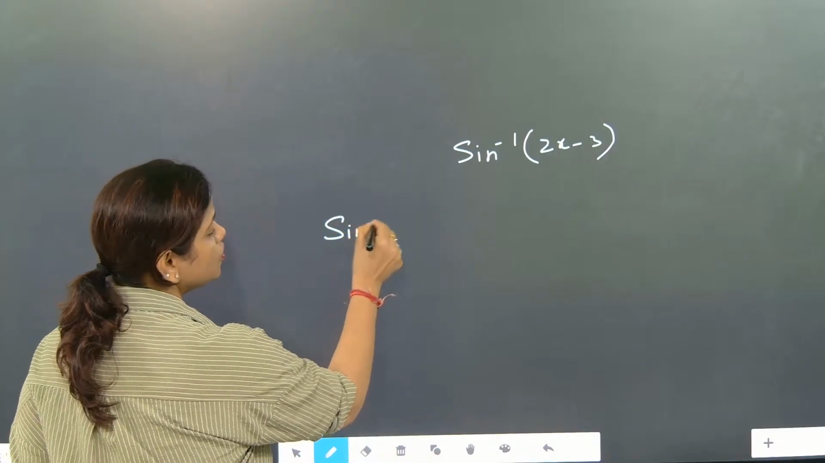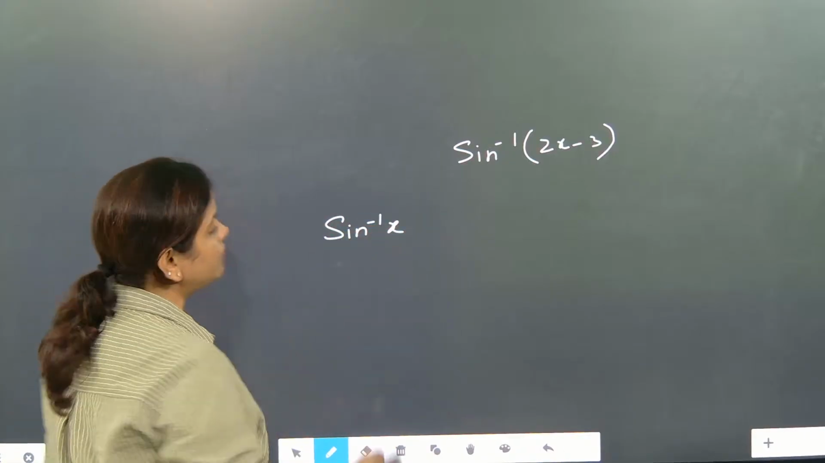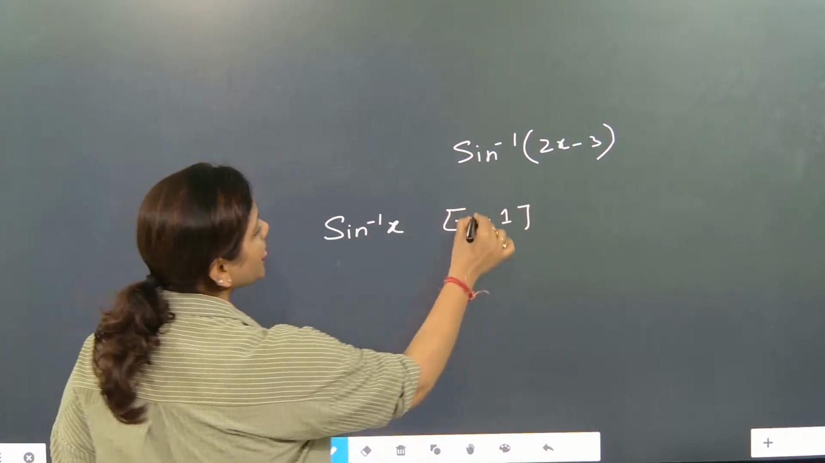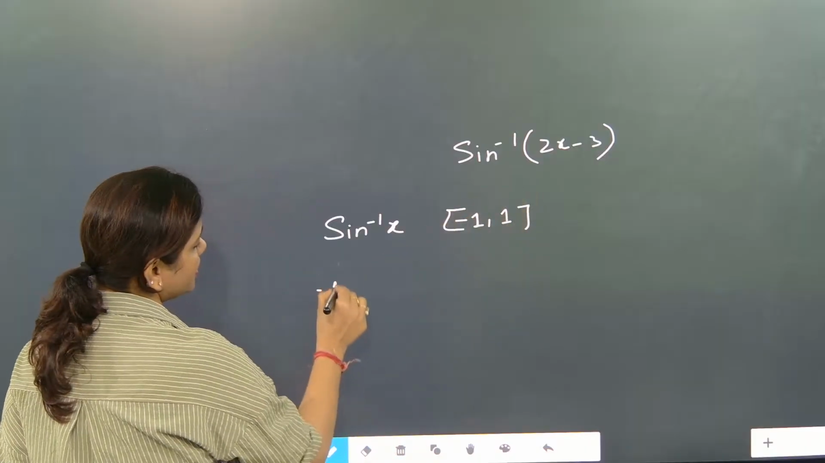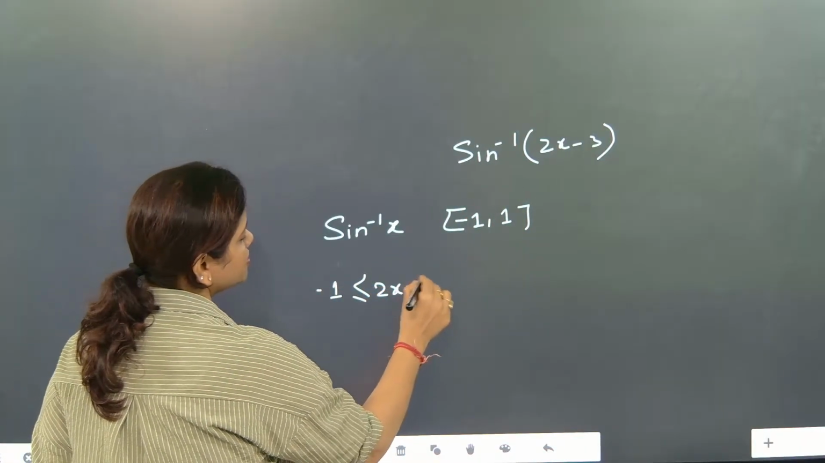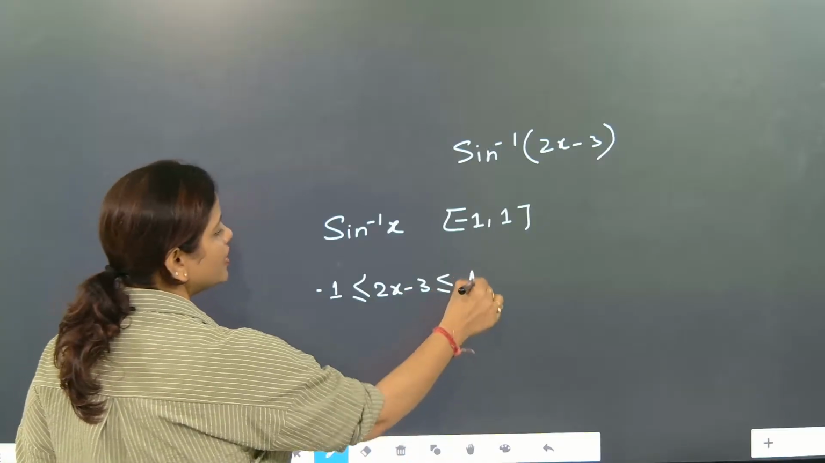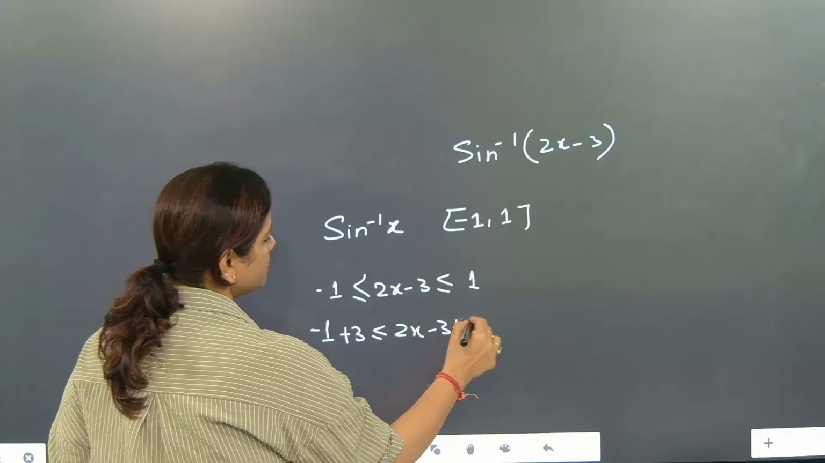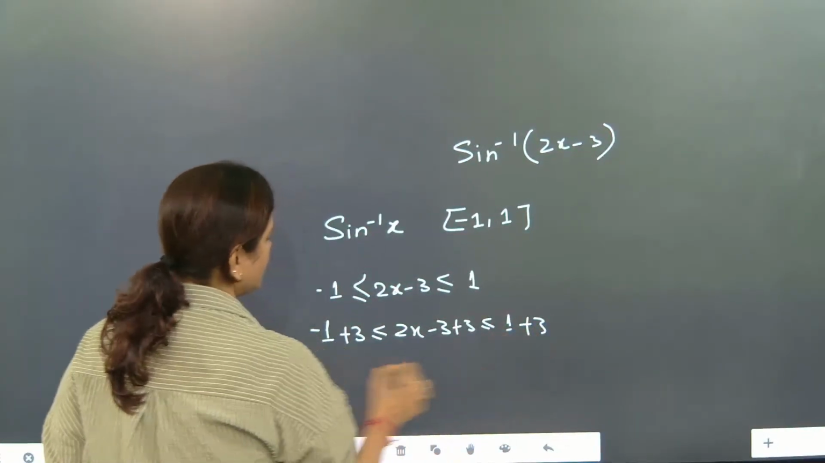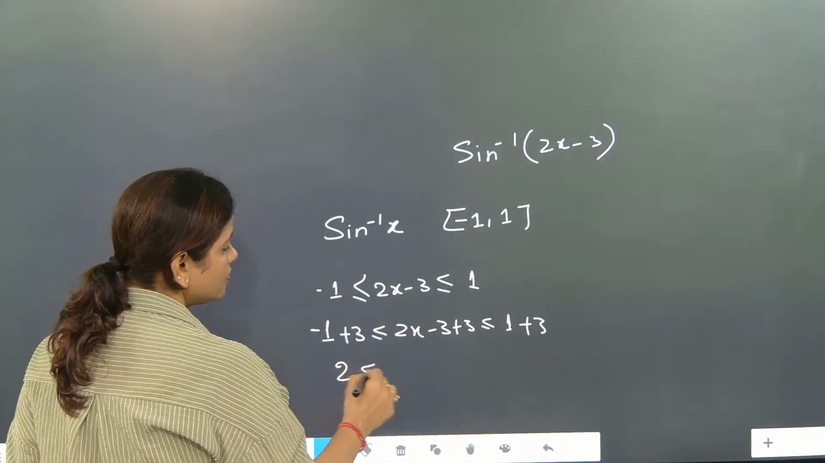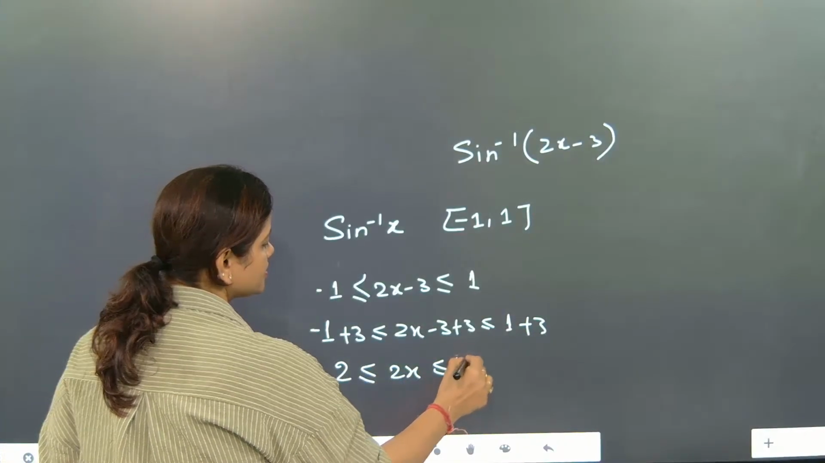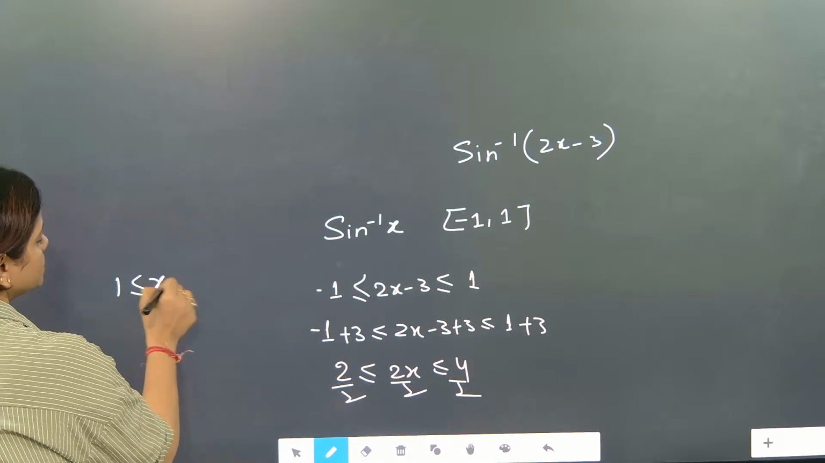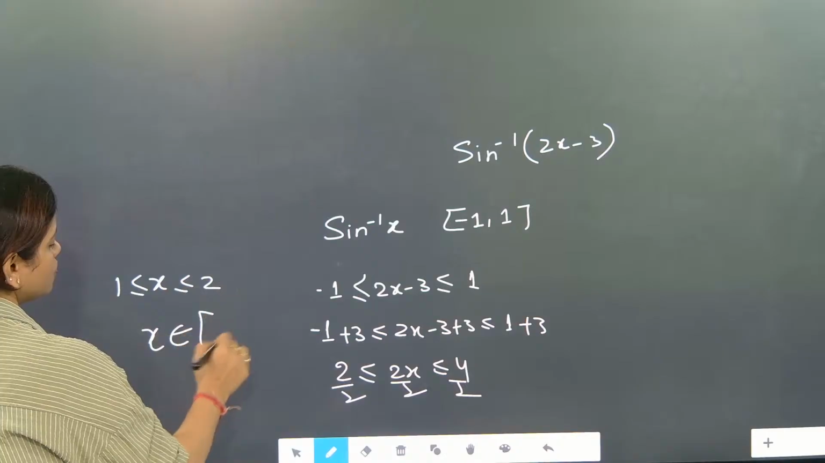Again, we know that the domain of sine inverse x is closed interval minus 1 to 1. This is the domain, correct? Now 2x minus 3 lies between this only. First, we will add 3 on all sides. So minus 1 plus 3, then 2x minus 3 plus 3, and then 1 plus 3. So it is coming as 2, 2x, and then 4. Divide all sides by 2 so that we can get the value. So x will be between 1 to 2. So x belongs to closed interval 1 to 2.